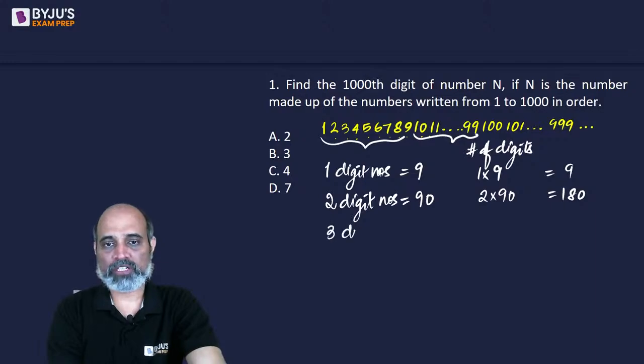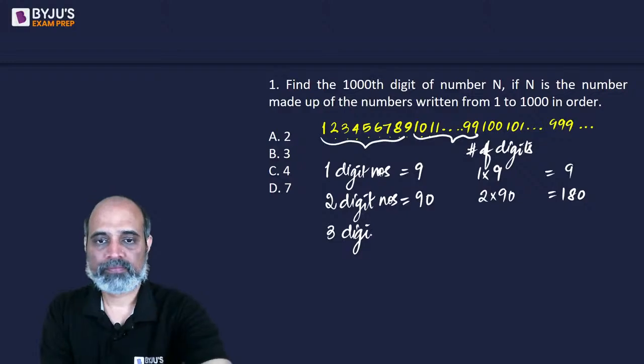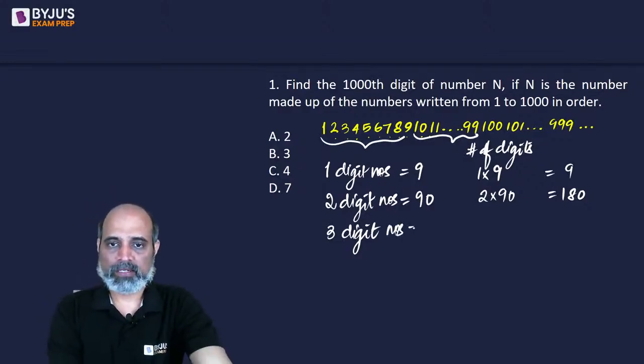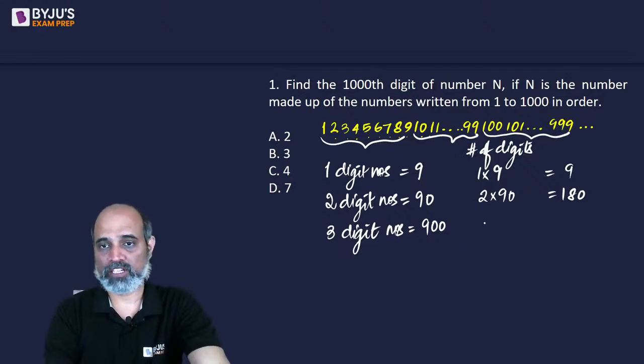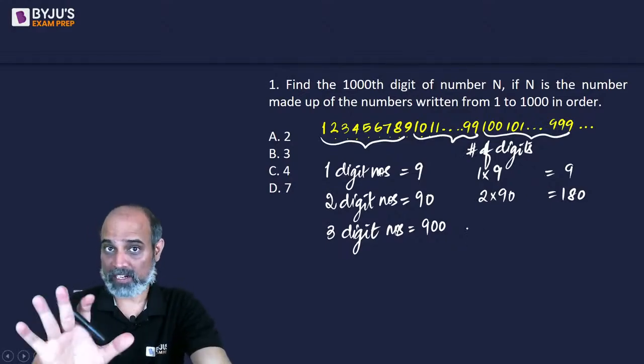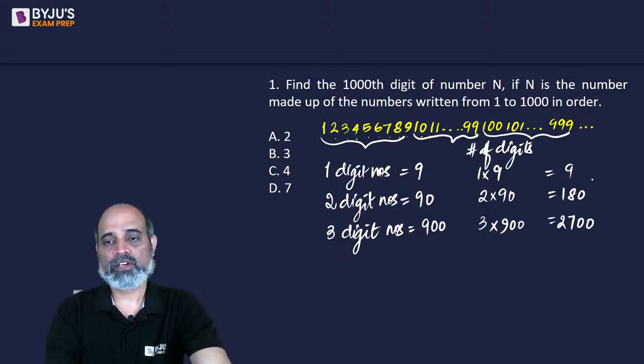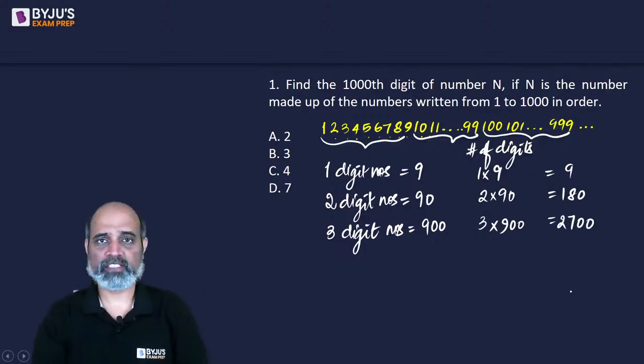How many 3-digit numbers do we have? So it starts from 100, it stops at 999. So we have 900 such 3-digit numbers. So the number of digits that are there in those 900 3-digit numbers is 3 into 900, which is 2700. So if we add all the digits, it will be more than 1000, right?